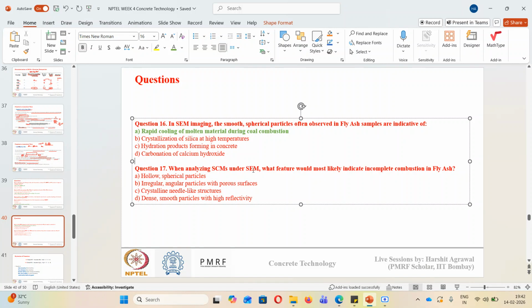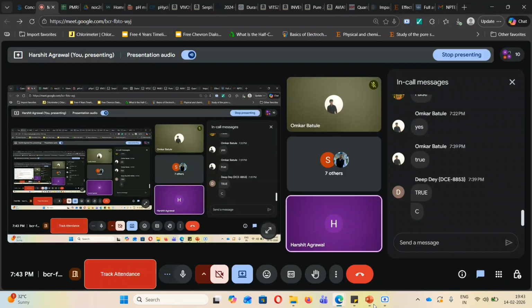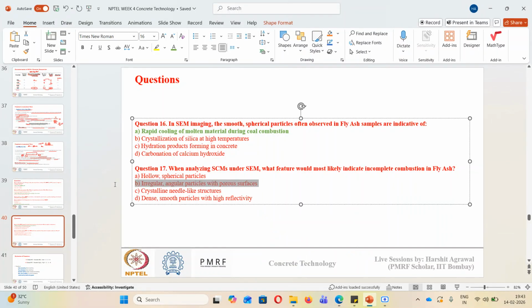Now, in an SEM image, what will be the feature that will indicate incomplete combustion of fly ash? So just by seeing the SEM image, how can you judge that there is incomplete combustion in fly ash? Can you tell me? So this might be a little difficult question to think about. So I will tell you the answer. It will be the irregular angular particles.